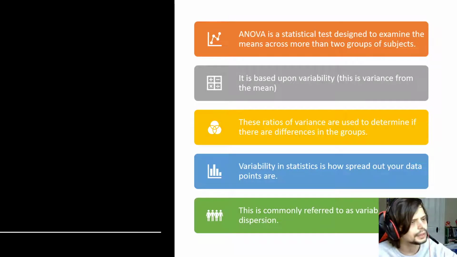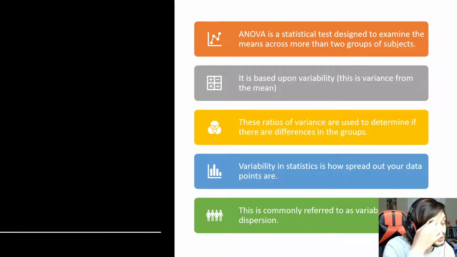It's a statistical test designed to examine the means across more than two groups of subjects. It is based upon variability. This is variance for the mean. We went over that the first week. These ratios of variance are used to determine if there are differences in the groups. And the variability in statistics is how spread out your points are. This is commonly referred to as variability or dispersion.